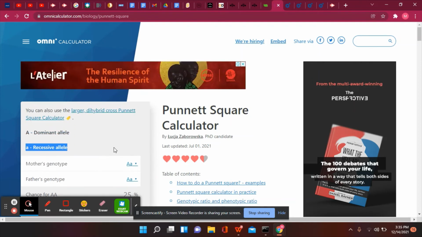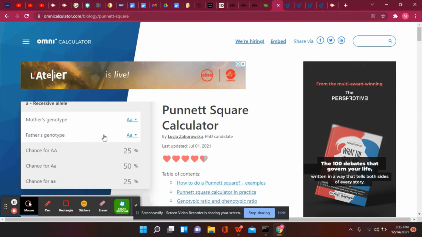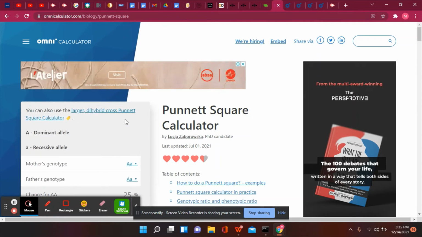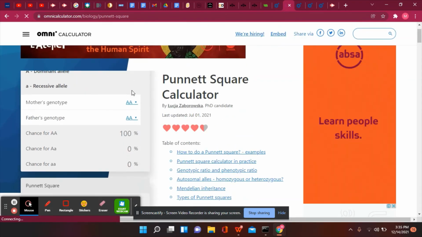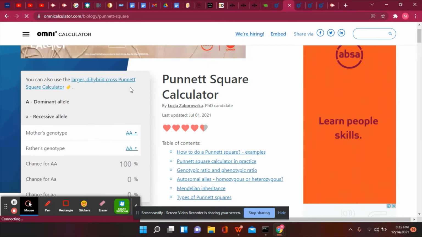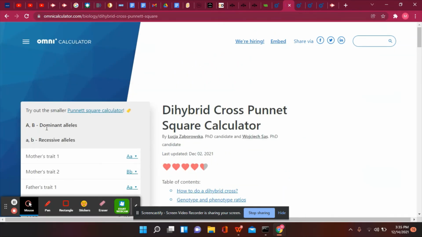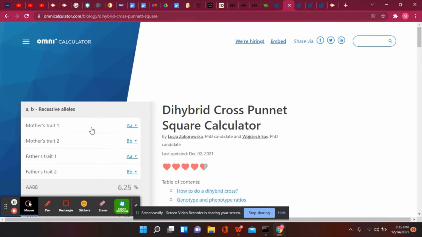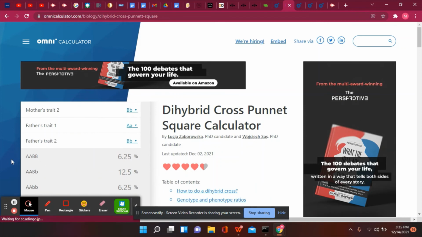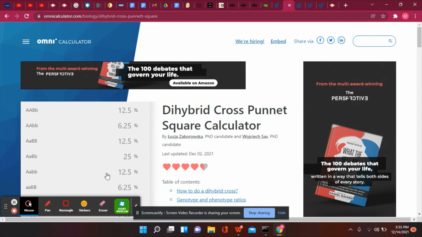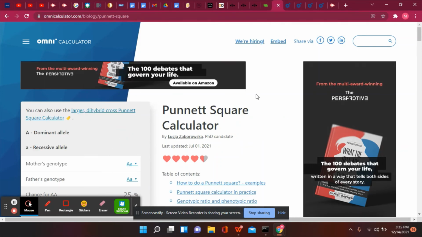So this is an online calculator. It's called Omni Calculator, which is used to calculate different genetics genotype problems. So this is the simple Punnett square calculator. We also have the large dihybrid cross Punnett calculator, where it will show different dominant alleles and different recessive alleles, and see how each child's genotypes would look combining these different alleles. So we are just going to use the simple Punnett square calculator as we did in our previous model.